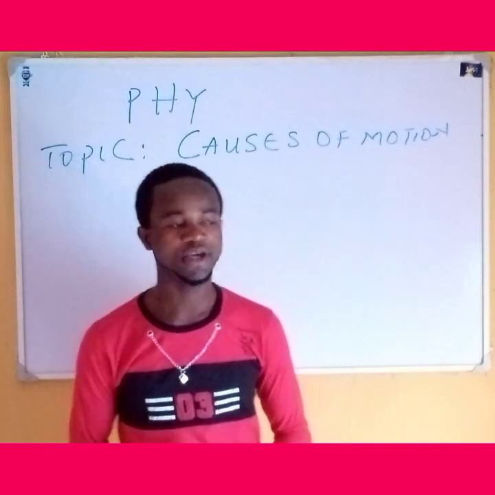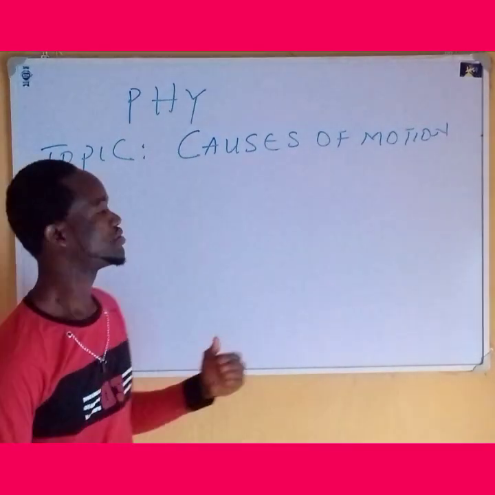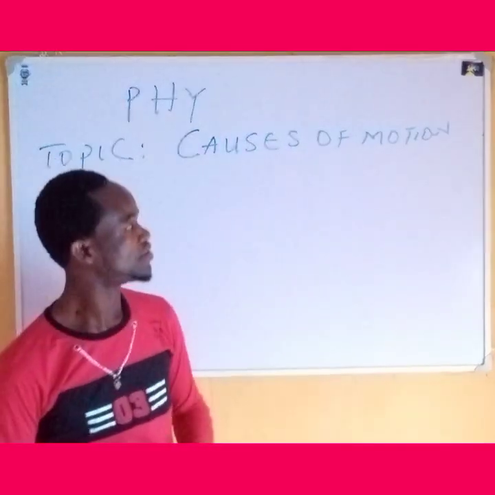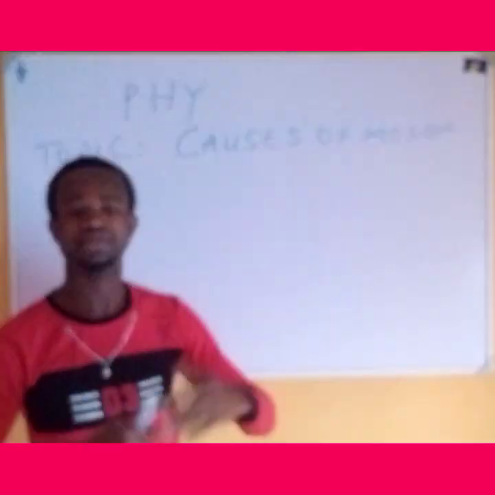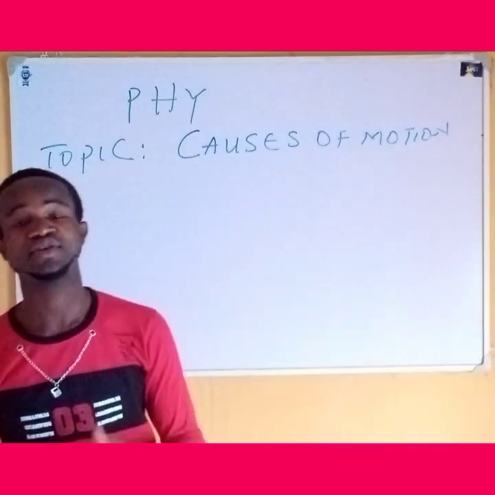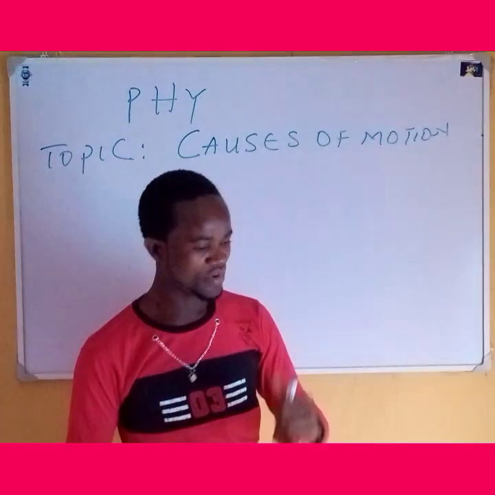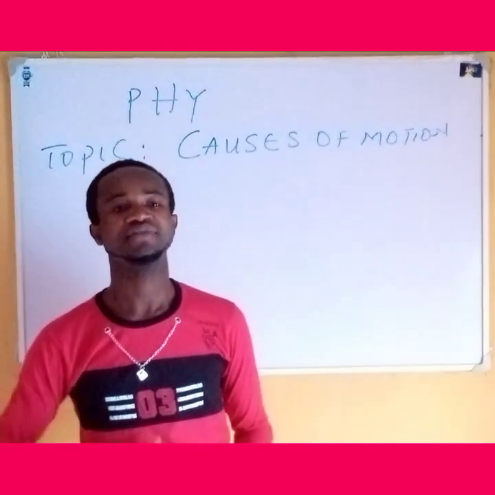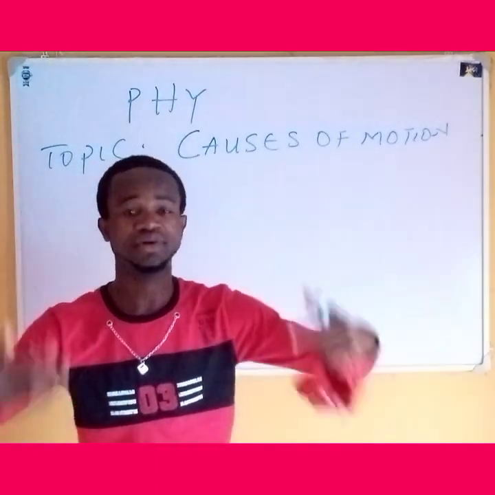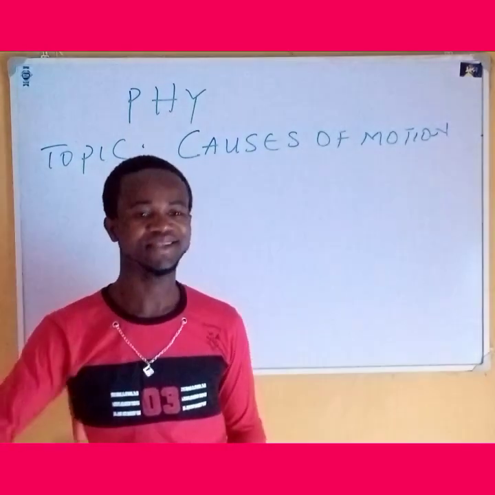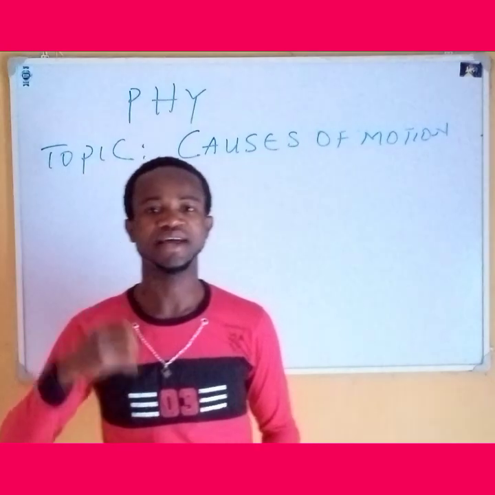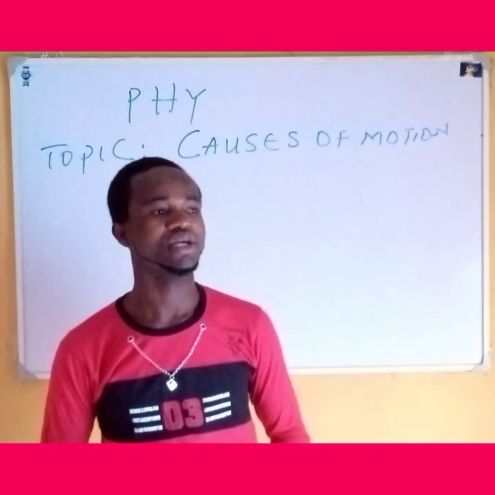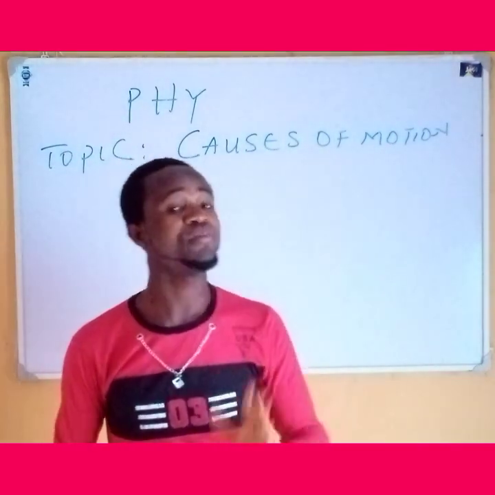Now, back to the topic this morning. This is causes of motion. So please pay attention. What causes motion? What do you think gives rise to motion? Now, in our previous class, we discovered that motion is the change in position of an object with time. That change in position of an object with time does not bring itself. An object cannot just start changing its position without a cause. There is an agent, there is a factor that gives rise to motion. And that thing that gives rise to motion is what we call force.